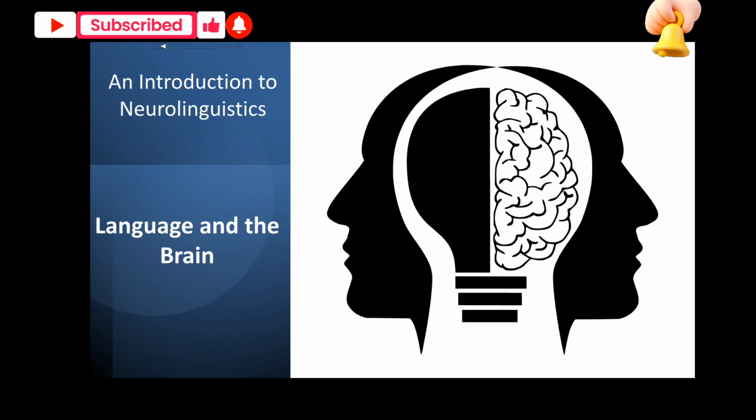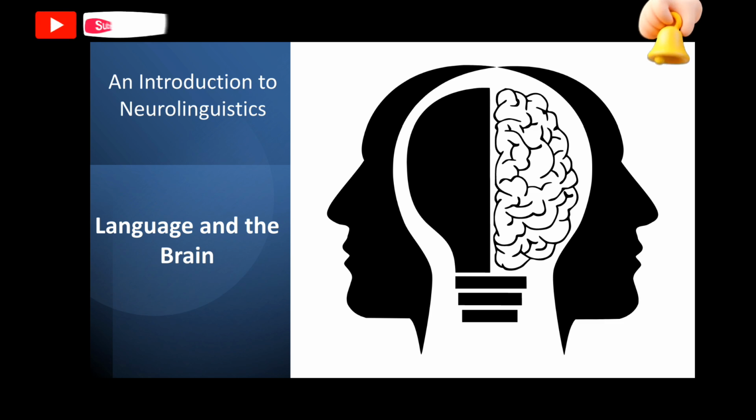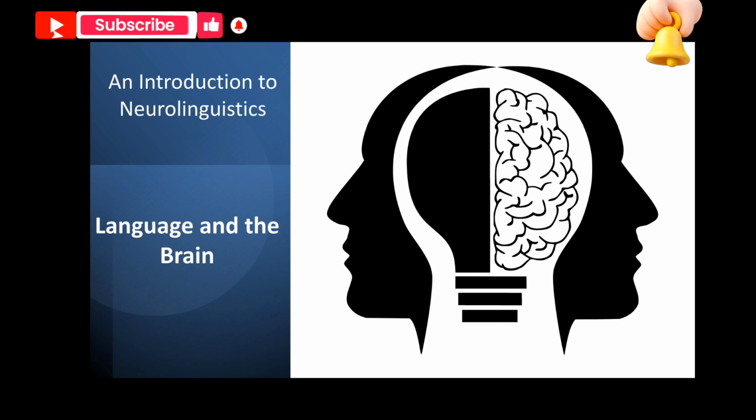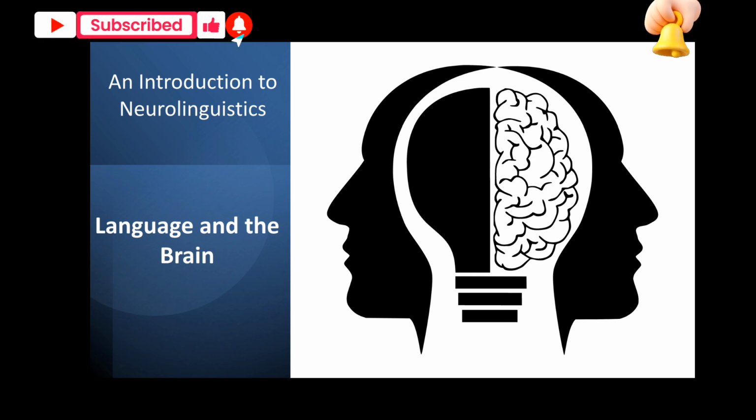So we will discuss in detail the relationship between language and mind. What are the different parts of the brain which are responsible for speech production and speech comprehension? We will discuss all these different parts of the brain which are responsible for language processes. Let's discuss and learn in detail.